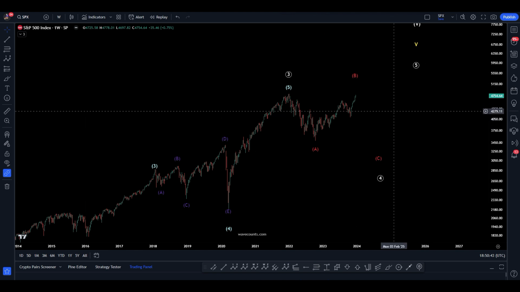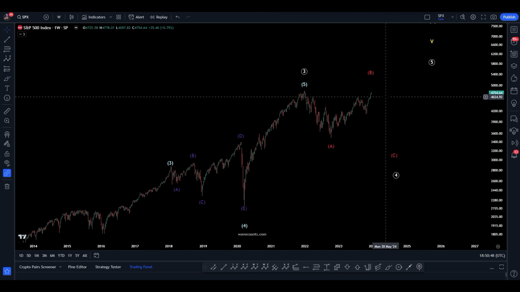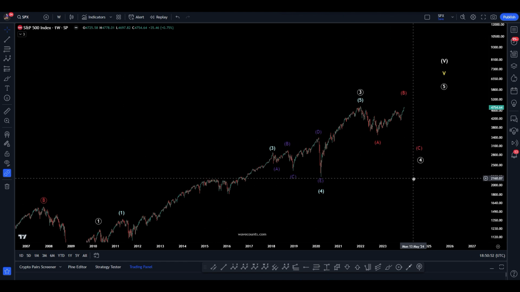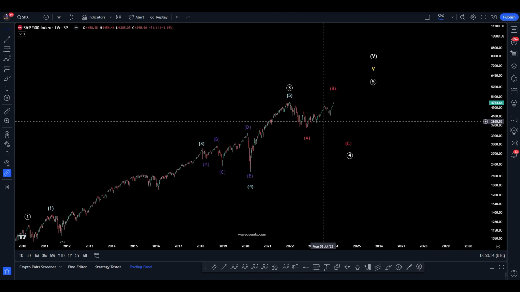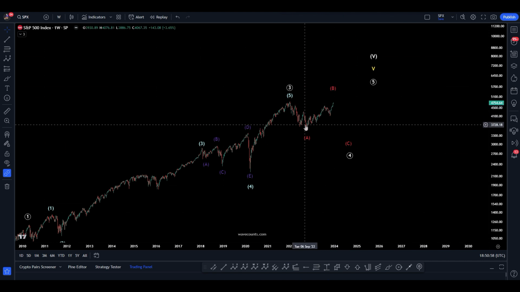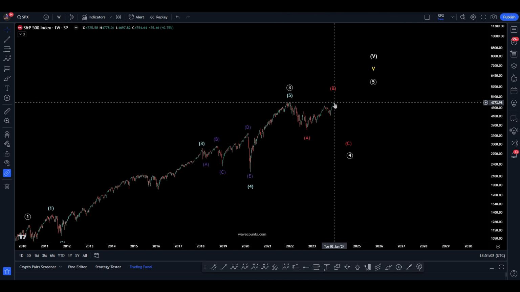B waves are phonies, right? Let's go back and look at a couple of B waves. What I'm saying is this is a phony wave. This is a speculator's paradise. This is to draw in as many people as possible and then dump on them.